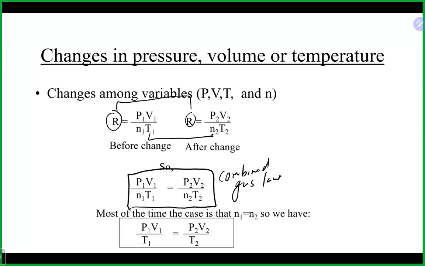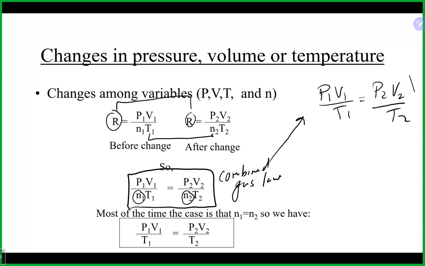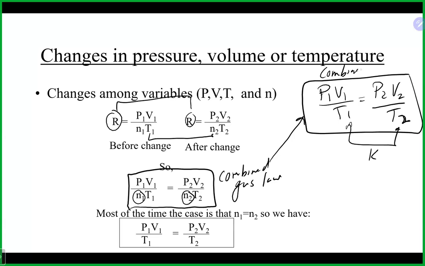But in most cases, our moles here are really constant and don't change. So really the combined gas law is usually this version of it, P1V1 over T1 is equal to P2V2 over T2. And once again here, pressure on both sides does not matter. It can be any unit as long as you're the same with volume. And like any other gas law, temperature is Kelvin on both sides. So this is usually the combined gas law that most people roll with.